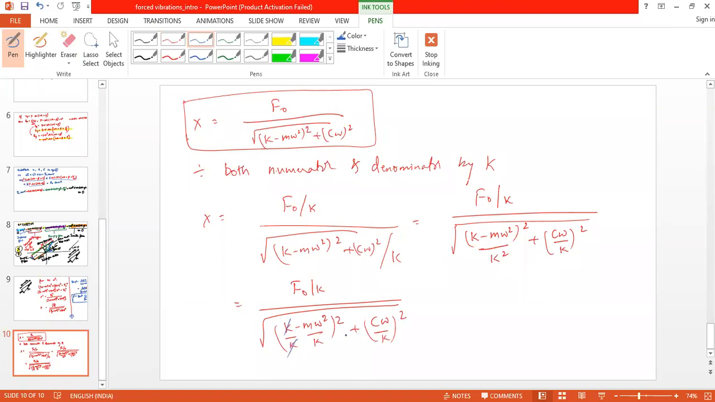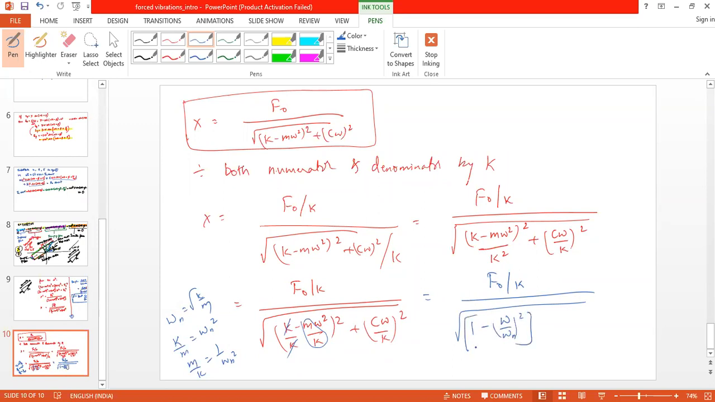So here k will get cancelled, it will become 1, and omega n is equal to root of k by m, or k by m is equal to omega n square, or m by k is equal to 1 by omega n square. So here m by k is 1 by omega n square. So this is equal to f naught by k divided by root of 1 minus omega by omega n whole square plus c omega by k whole square.